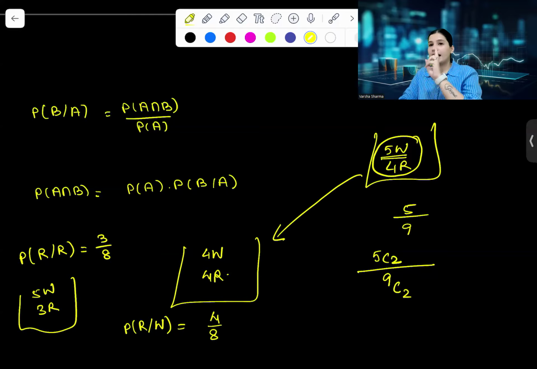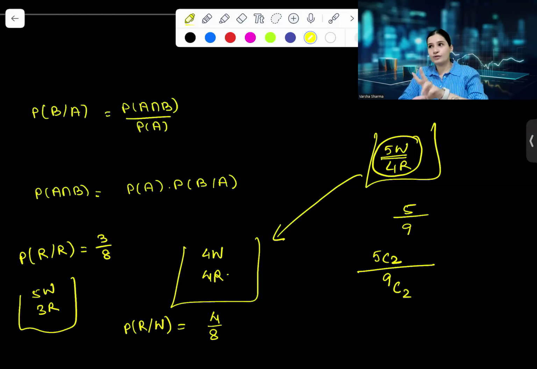How do we know that? I told you two events, first ball, second ball, and I told you which color both are. I wanted my first ball to be, say, white, and now I want my second ball to be red. So you need to find the probability of the second event, keeping in mind that the first has already happened. So this is conditional probability.